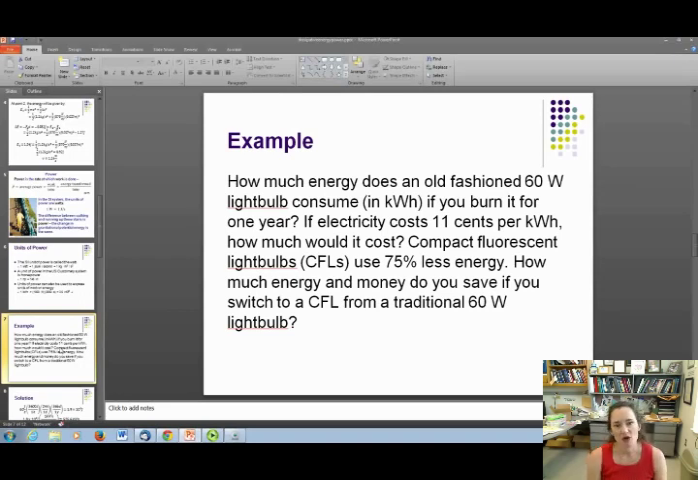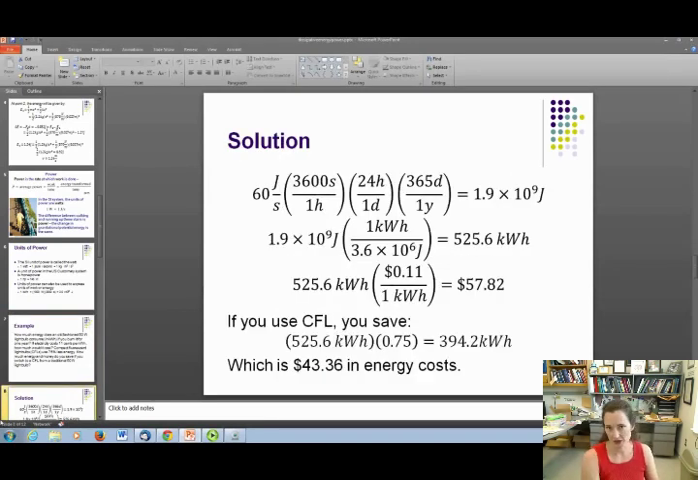So this example says, how much energy does an old-fashioned 60-watt light bulb consume in kilowatt hours if you burn it for 1 year? By an old-fashioned light bulb, I mean the kind with the twisted wire filament in it, a tungsten bulb. If electricity costs 11 cents per kilowatt hour, how much would it cost to run that light bulb round the clock for a year? Now, compare that to a compact fluorescent bulb or a CFL. They use 75% less energy than traditional bulbs. So how much energy and money do you save if you switch to a CFL from a traditional 60-watt light bulb?